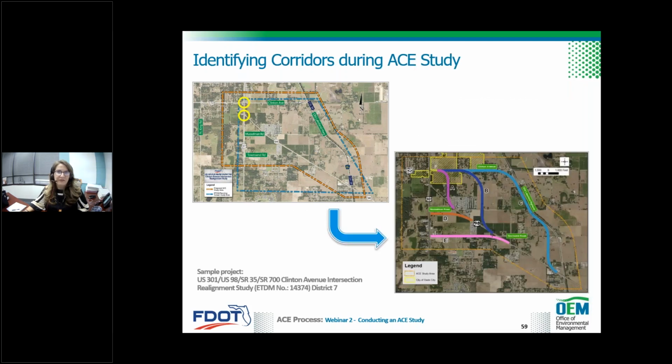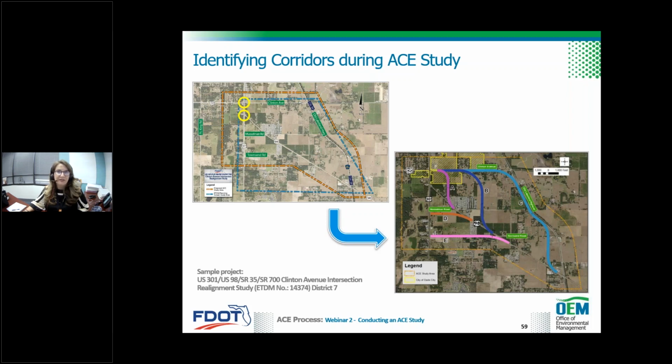So on this slide, we're going to cover an example. This is the US 301, US 98 Clinton Avenue intersection realignment study. The project used the ACE process to identify alternative corridors for realignment. So along US 301, there are 2 closely spaced intersections. And if you look at the top graphic on the left, there's 2 yellows back to back.